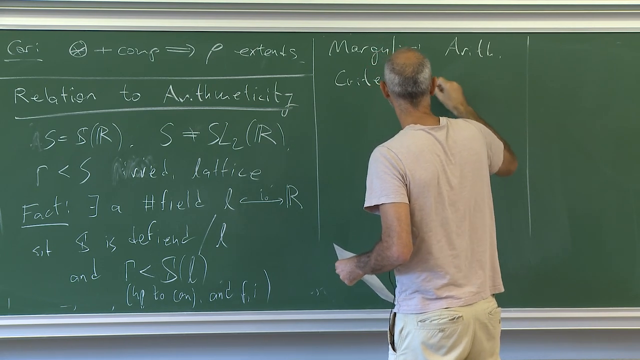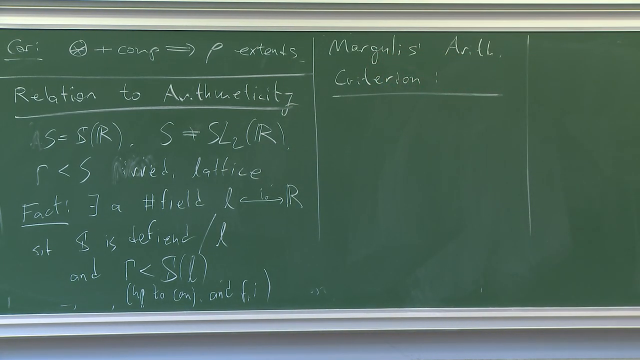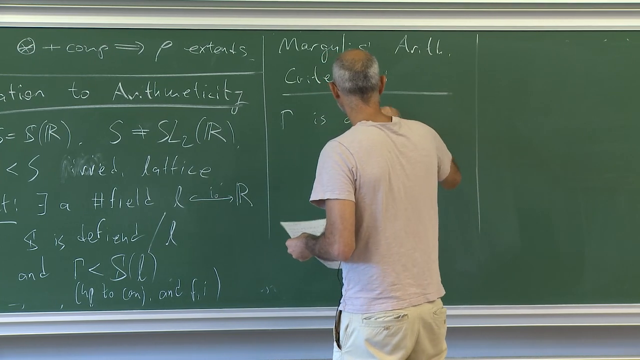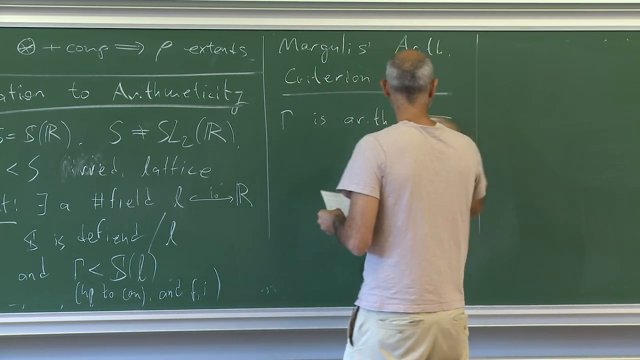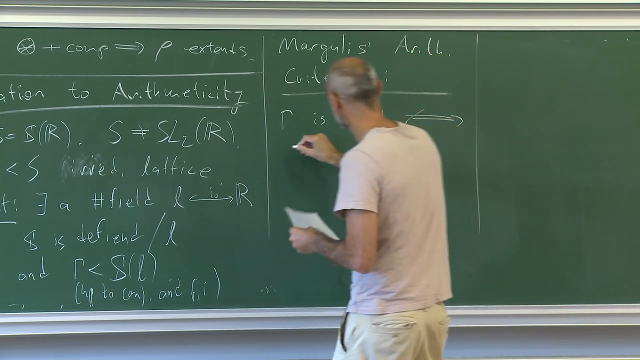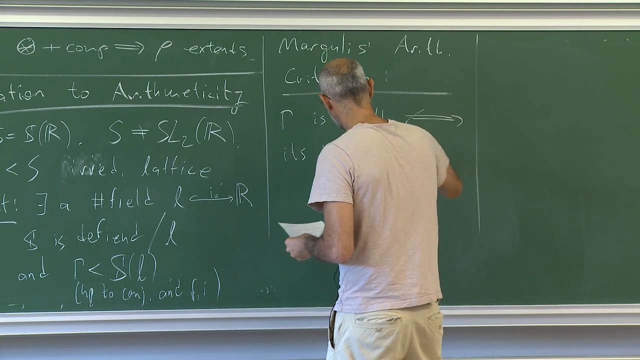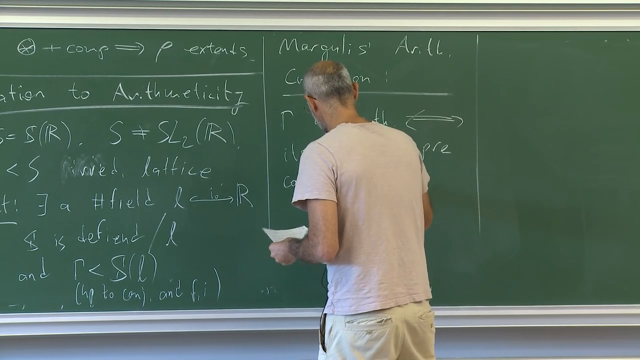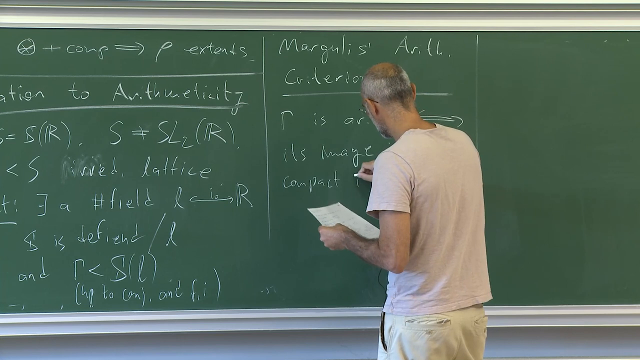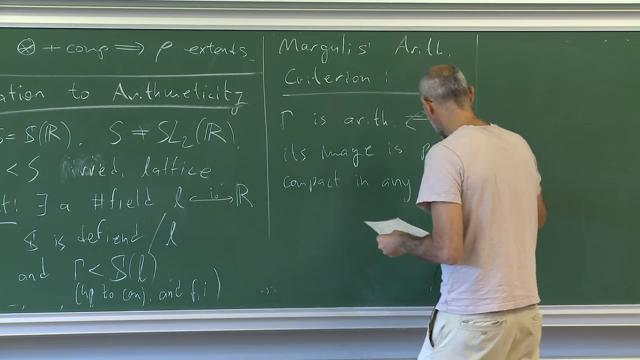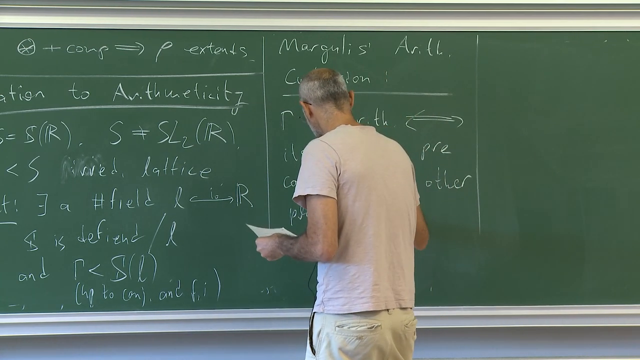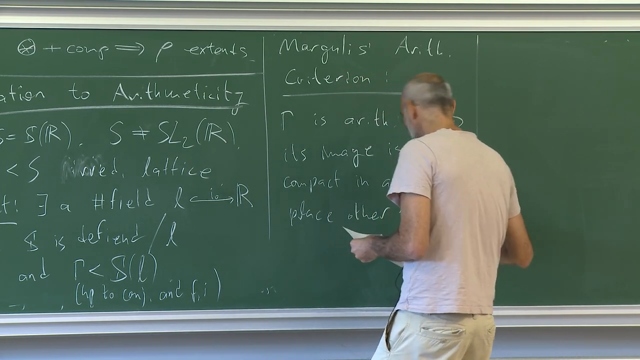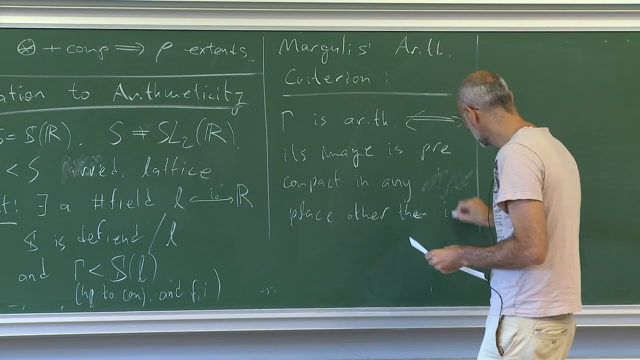Now I will phrase something that should be called Margulis arithmeticity criterion. Gamma is arithmetic if and only if its image is precompact in any other place, or in any place other than I0. I'll explain.